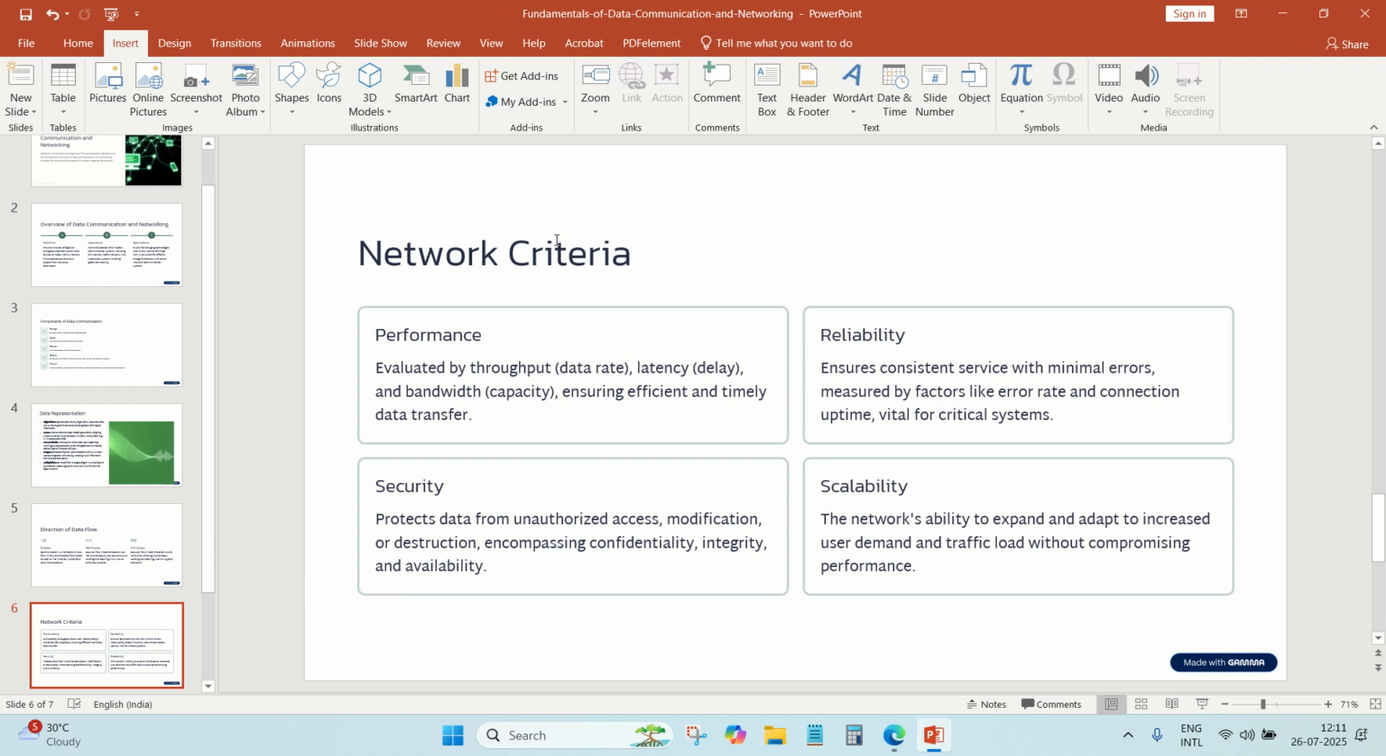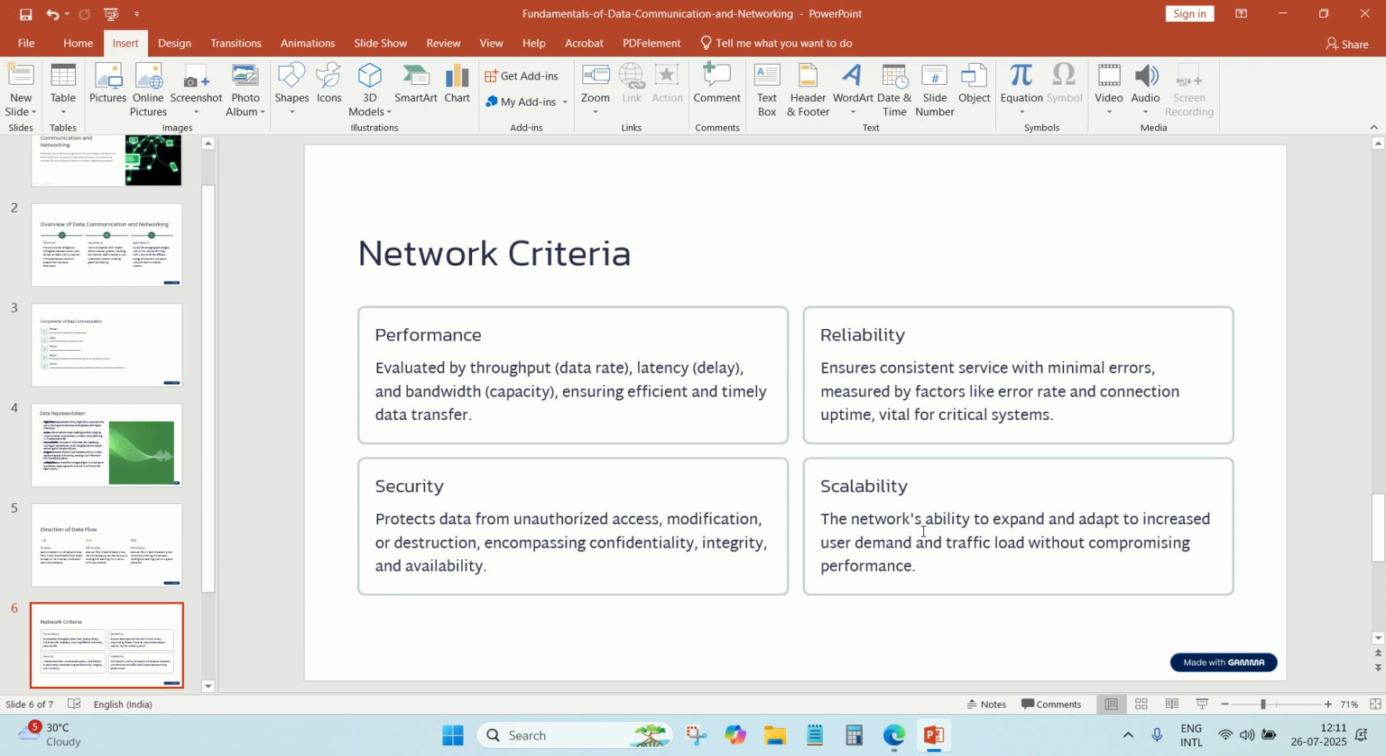Security. Network security issues include protecting data from unauthorized access, modification, and destruction of data, encompassing confidentiality, integrity, and availability. It also involves protecting data from damage and implementing policies and procedures for recovery of data from breaches and data losses.